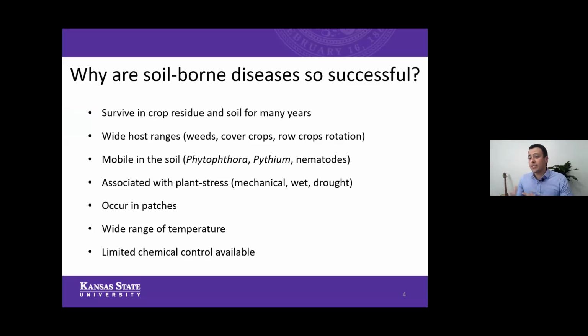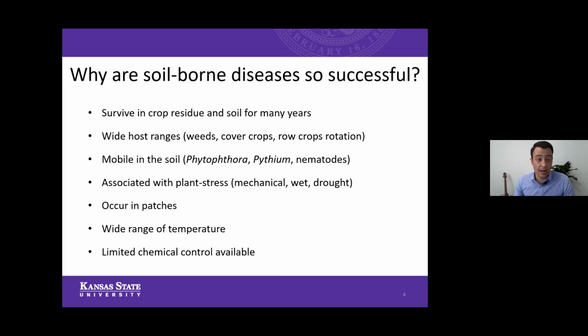So my first question here is, why are soil-borne diseases so successful, right? We hear over and over they're yield limiting, but what's the reason behind it? Why are they so hard to control? Number one, it's because they survive in crop residue, and they will be in that soil for many, many years. So if you're doing corn on corn or soybean against soybean, and even rotations between corn and soybean, there's a high chance that those soil-borne diseases will persist in the soil.